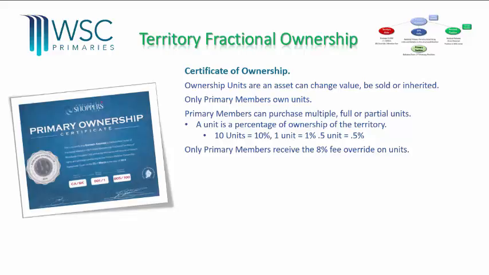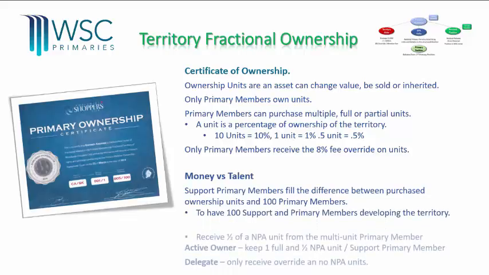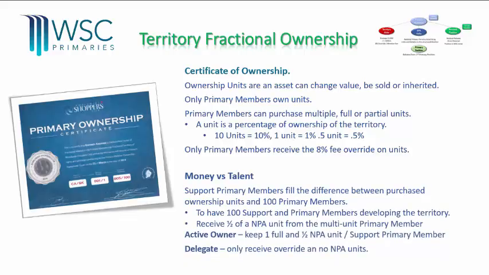And as far as an income source, only primary members receive the 8% override on the monthly membership fees. Now, in order to have this asset managed and growing properly, we want to be sure that there's 100 dedicated primary members to the development of the territory. So when a primary member purchases multiple units, that means that we will have less than 100 primary members. So to make up the difference to 100, we've initiated a support primary member program. Support primary members will be treated and acknowledged just like primary members. However, they do not receive part of the 8% override.